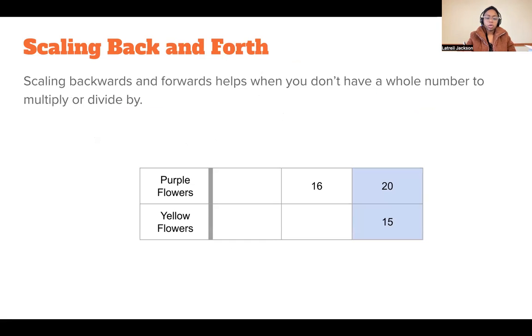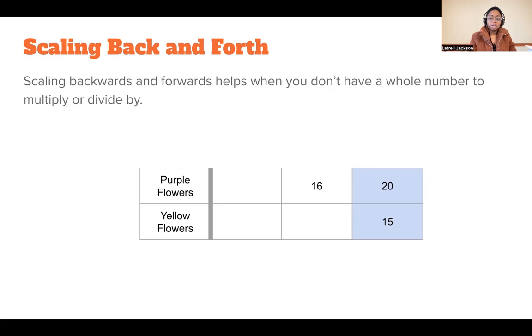All right, so now we're going to work on scaling backwards and forwards at the same time. And this is important and helpful when we don't have a whole number to multiply or divide by. So we start out again with the flowers, 20 purple, 15 yellow. And here we're trying to find a ratio that matches up with 16 based on the 20 to 15 ratio that we are starting with. However, we can't see a whole number that we can multiply 16 by to get 20.